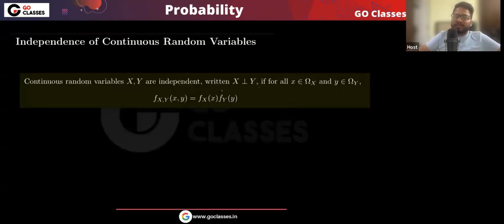Now, let's see one definition. This is just a simple definition that you might already know. If you want to check whether two random variables are independent or not, you can check using the PDF. How? If this PDF can be written as the PDF of x into the PDF of y, then we will say that x and y are independent. Just a simple definition, just like the joint PMF. We used to have a similar thing in the joint PMF also.